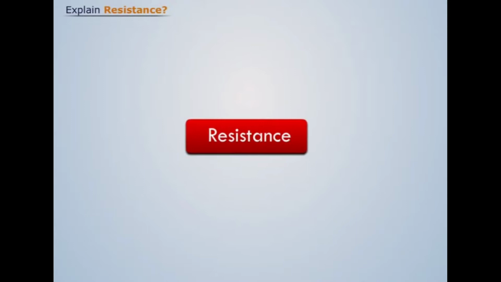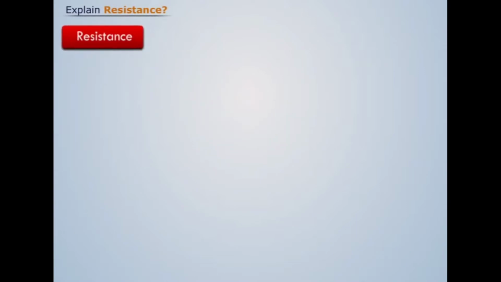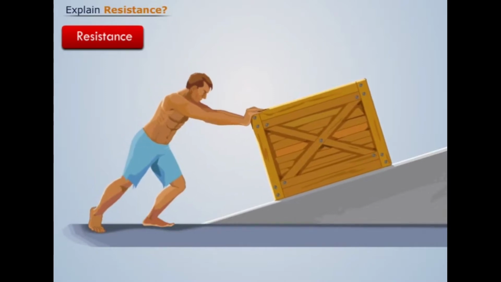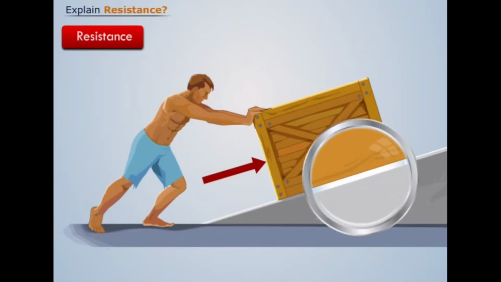To understand resistance, let's consider a simple physical analogy. Let's suppose that a man is trying to push a box on an inclined plane. We know that the man has to apply a certain force to move the box. As the frictional force is resisting its movement, we can say that friction is providing resistance to the box's motion.